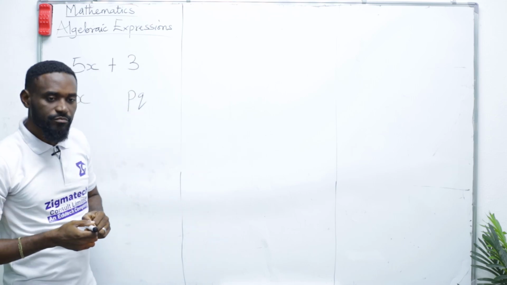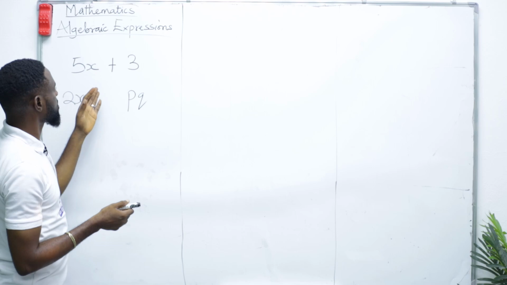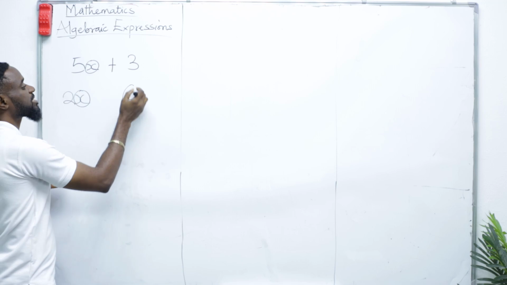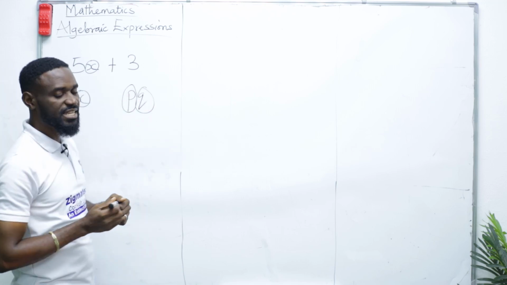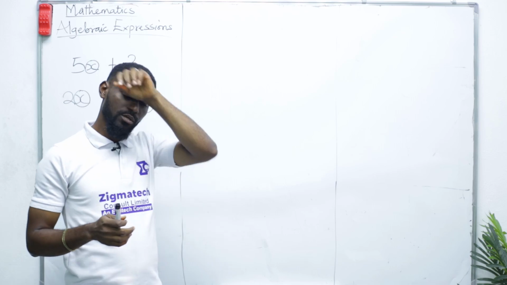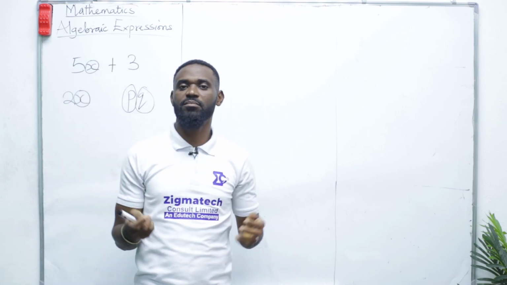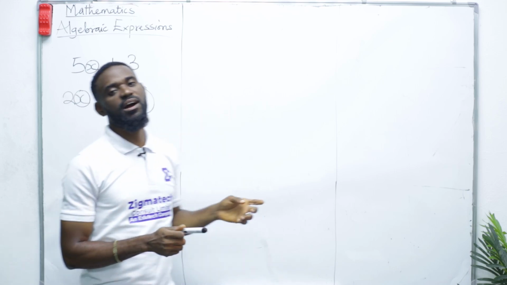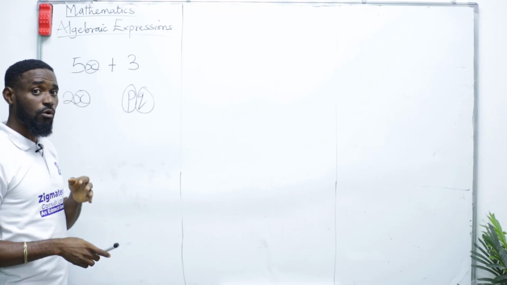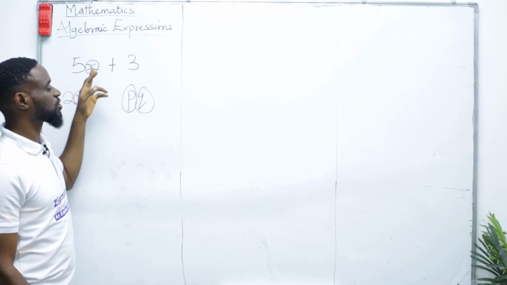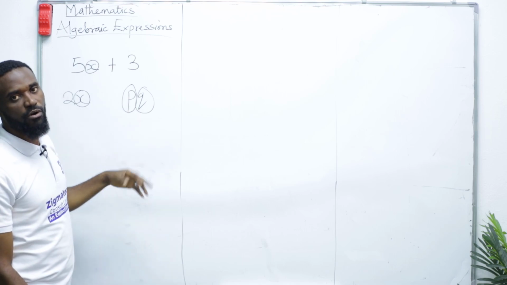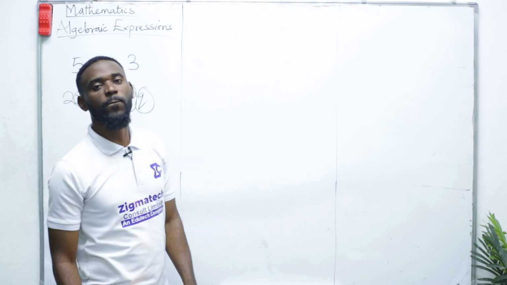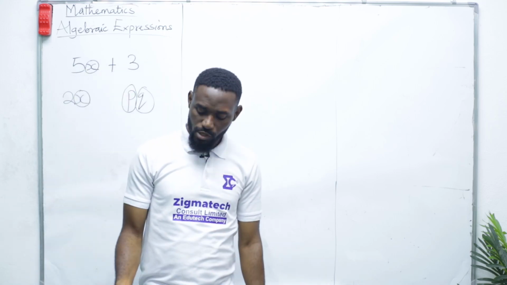So the idea is that this letter or these letters, this alphabet, they represent a value that we do not know. And sometimes in mathematics, one of the reasons why we solve equations is to identify the value, or to solve for, or to find the value of those algebraic expressions or terms that we have in a particular mathematical equation. Do you understand the point?